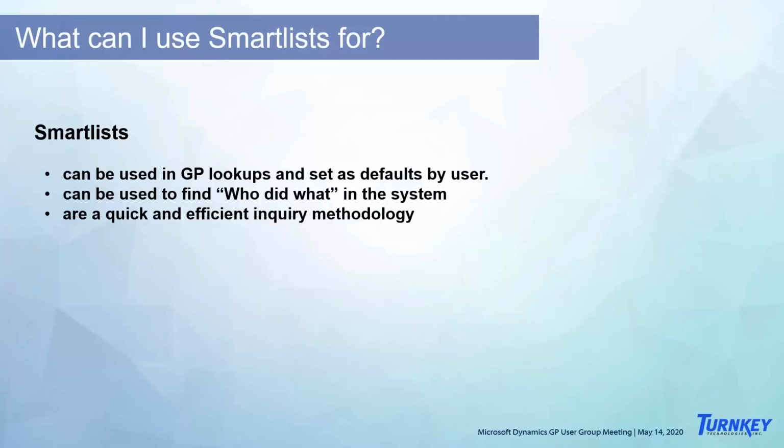So the first area that I want to get into is what can you use SmartLists for? If you're using SmartLists today, you understand the concepts and things that you can use them for. There's really no issues using SmartLists for different reporting type things other than when you start to run into record caps and things along those lines. SmartLists can be used in GP lookups. They can be set up for defaults by user. So these are just three different things that I wanted to bring to your attention.